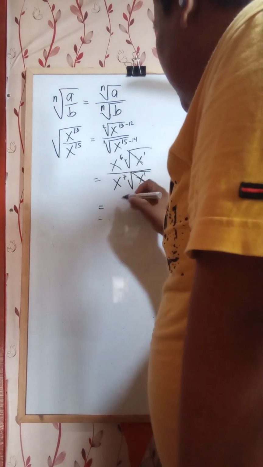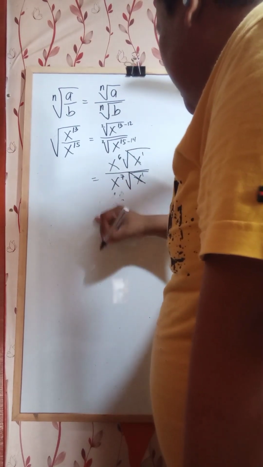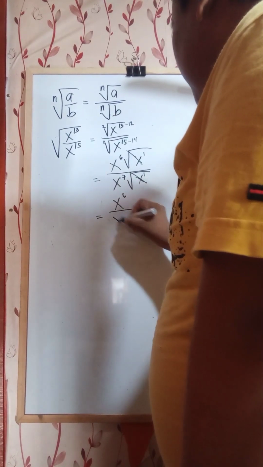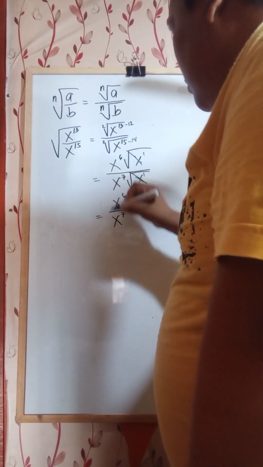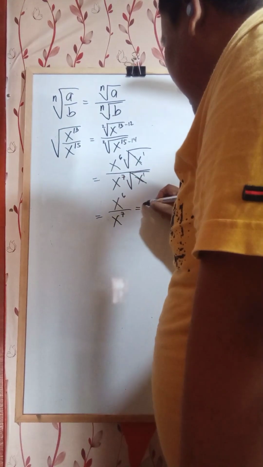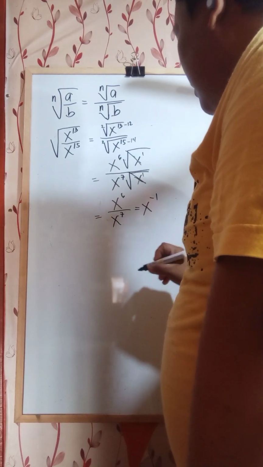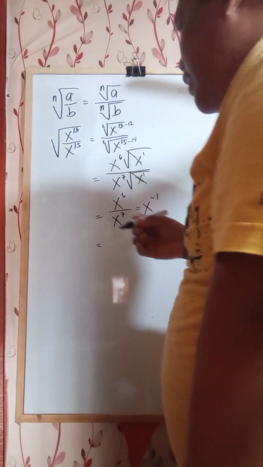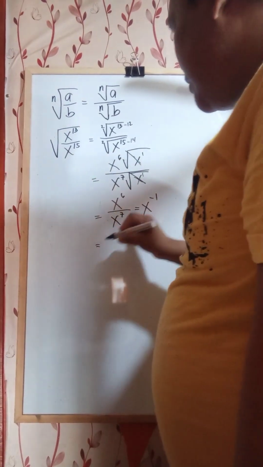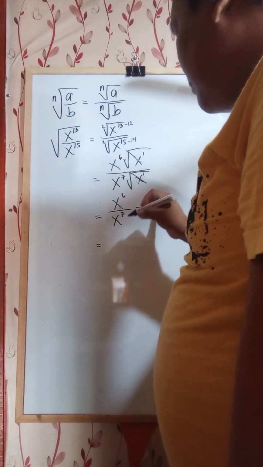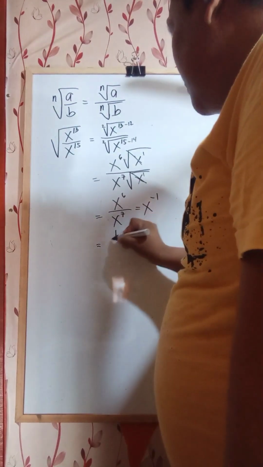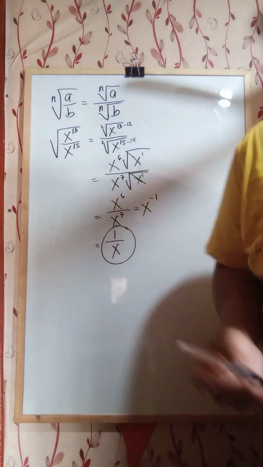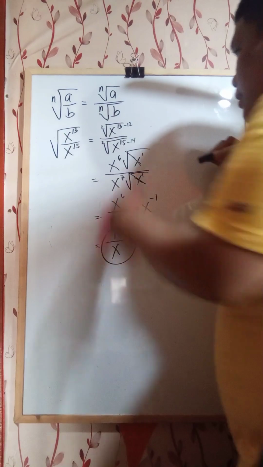So what remains is x to the power of 6 over x to the power of 7. If you subtract the exponents, that is x to the power of negative 1. Since it is a negative exponent, make it a positive exponent by reciprocating it. So that becomes 1 over x. That is the answer.